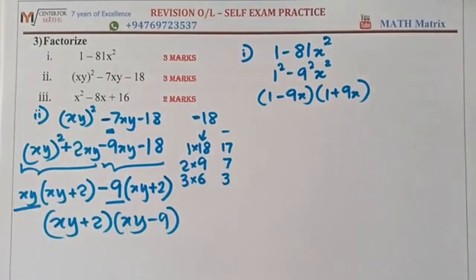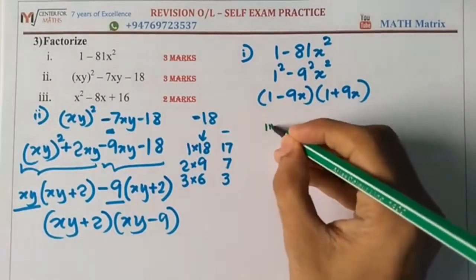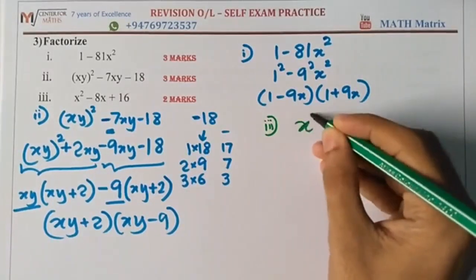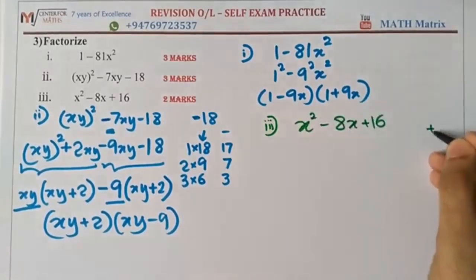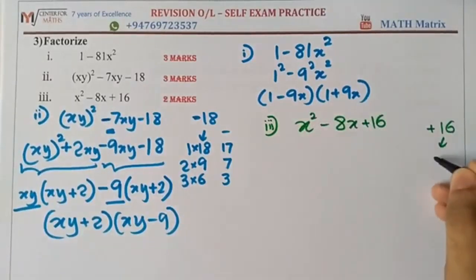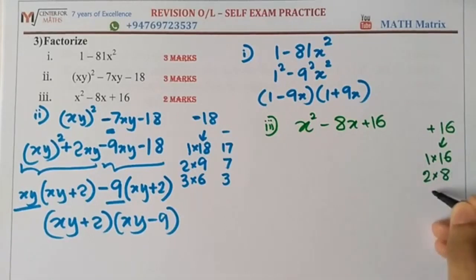Okay, so now we'll move to the third question: x squared minus 8x plus 16. I am marking that Roman number 3. First of all, we have to factorize this 16. How to factorize this 16? 1 16s are, and 2 8s are, and 4 4s are.